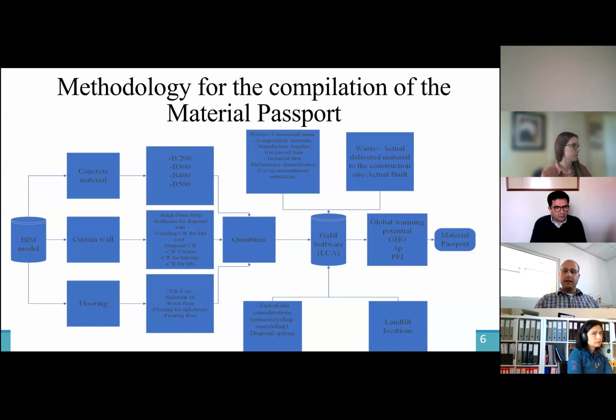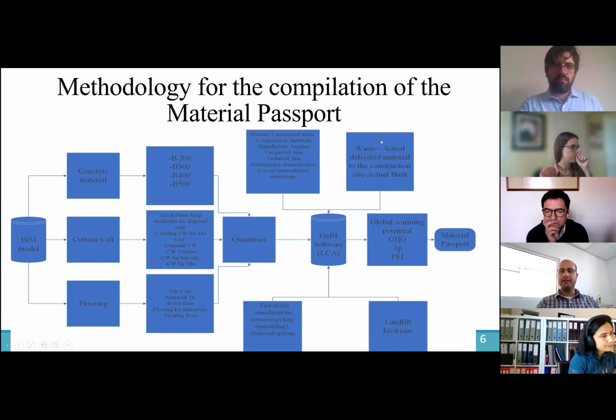The other thing is that we are collecting all the invoices for the materials delivered to the construction site in order to estimate the amount of waste, because the amount of waste equals the actual delivered materials minus the actual build. The actual build is the same materials from the BIM model, because the BIM model here is the as-built. So it represents the reality and the actual quantities used in the construction site. By subtracting what was delivered to the site minus what was actually implemented, we know the amount of wasted material, which in turn goes to the landfill locations.